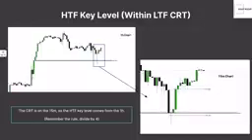Remember the rule, divide by 4. If the higher time frame key level is coming from the 1 hour chart, the CRT will be on the 15-minute.